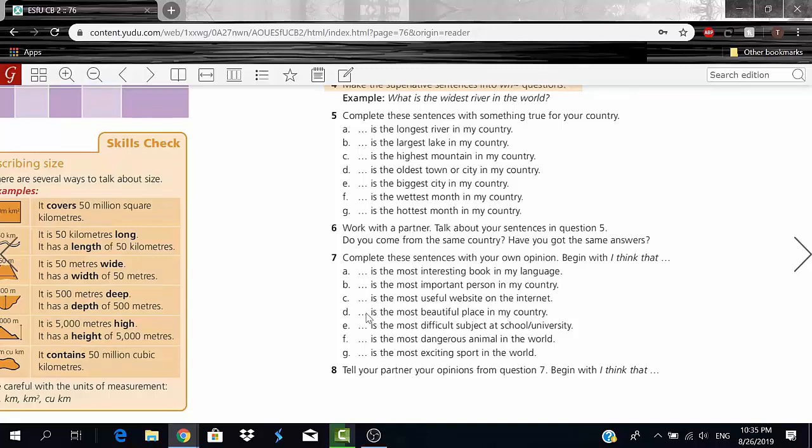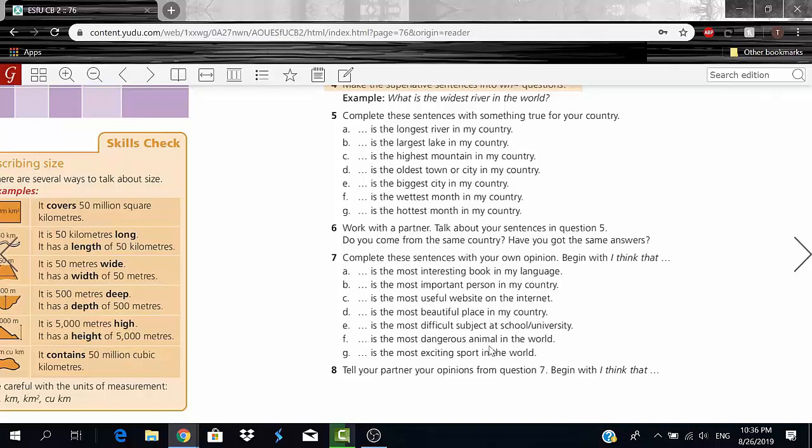Probably the tower in Cairo. That's a great place. I found it really cool and beautiful. So, the most difficult subject at school or university: physics. No questions asked. I don't like physics. So I think that physics is the most difficult subject at school or university.